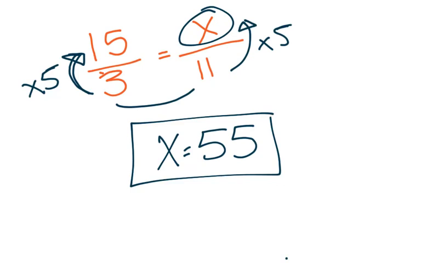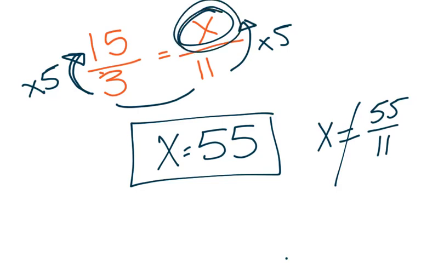Let's be really, really clear. x does not equal 55 over 11. That is not true. I am just solving for that x, not for that ratio. This would be incorrect. x equals 55, just that.